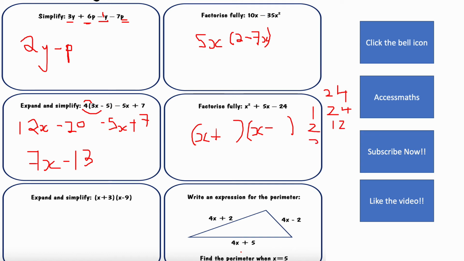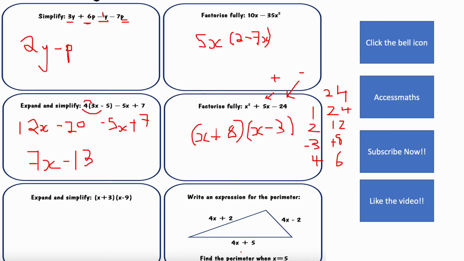Okay, 3 and 8, and 4 and 6. Now, positive 5 is made by doing positive 8 take away 3, okay? So it's going to be positive 8 minus 3 in order to give me this 5x. So it's two numbers that add to give me positive 5 and multiply to give me negative 24, if that makes sense, okay? So it's playing around with them and knowing your signs.